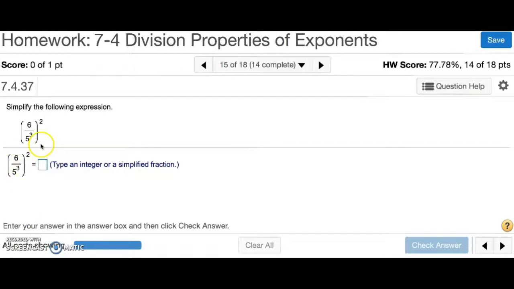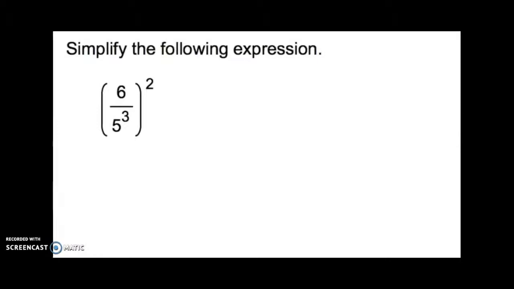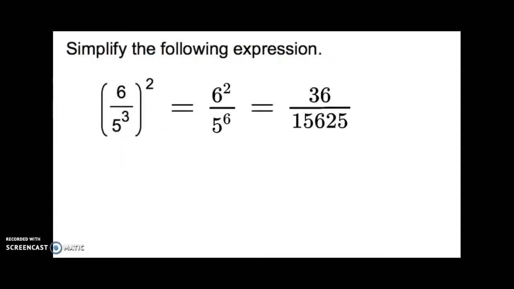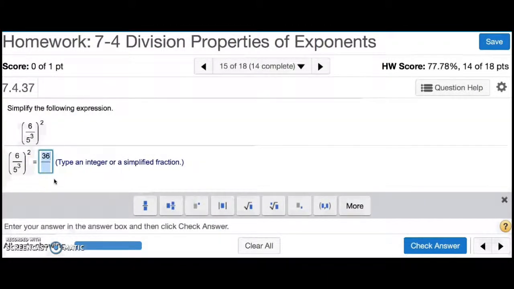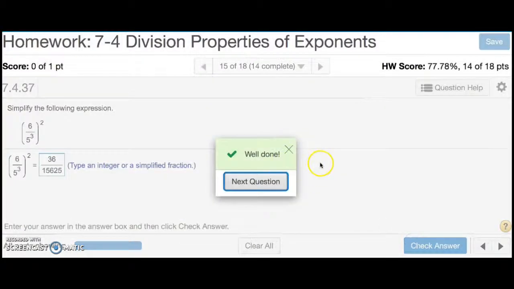Let's look at number 15. We are doing the same thing, so let's look closer at it. So we're going to raise everything to the 2nd power. So we're going to have 6 squared, and then 5 to the 3rd to the 2nd power means we multiply exponents. So we'll have 6 squared over 5 to the 6th. 6 squared is 36. 5 to the 6th is 15,625. And that cannot reduce, so that will be our answer. Typing that in, we have 36 over 15,625. And that's number 15.